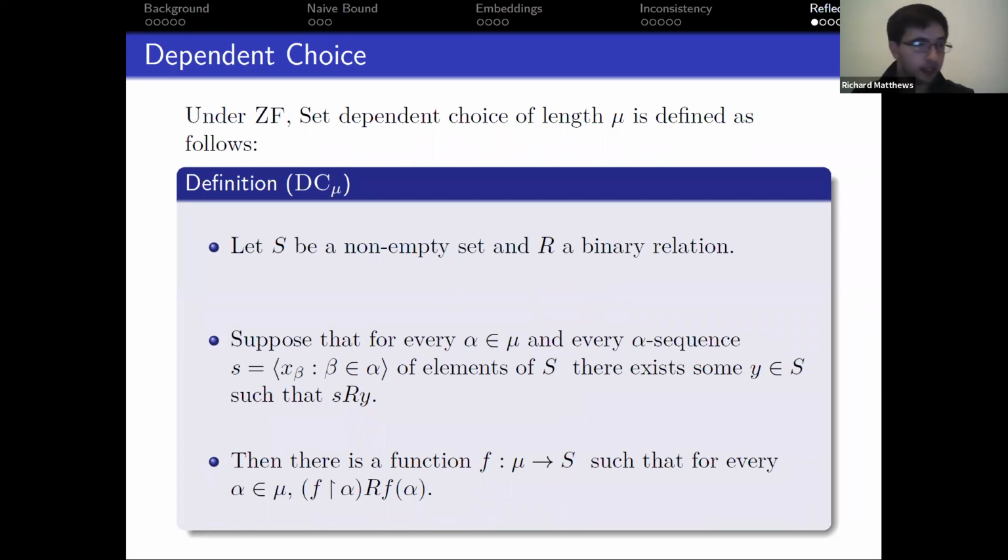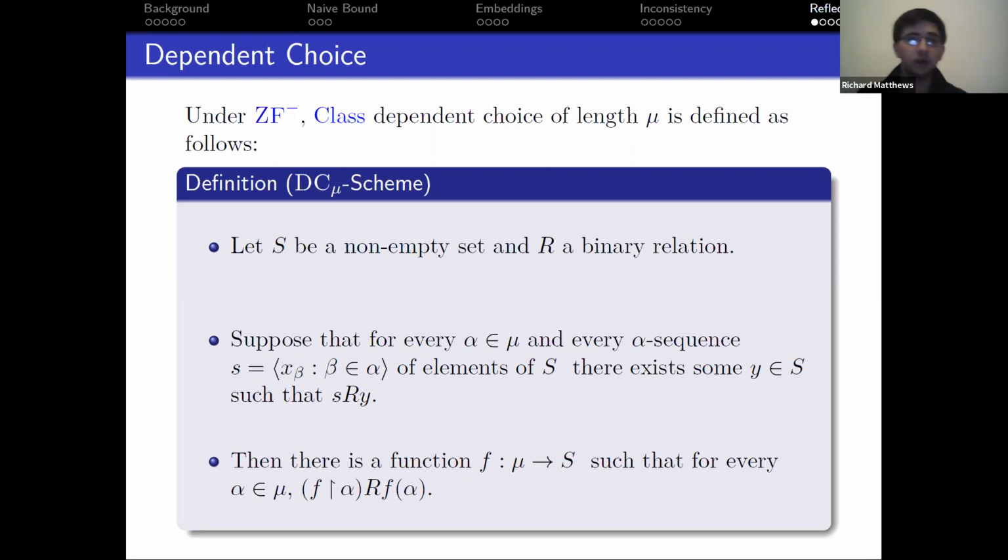So this is the statement that every tree which has no maximal element and is closed under sequences of length mu has a branch of order type mu. So the first thing we want to do, with our power set, is take the natural class version of this statement.